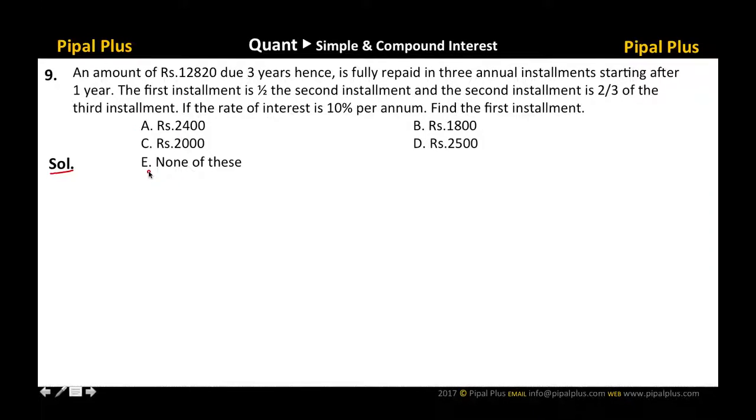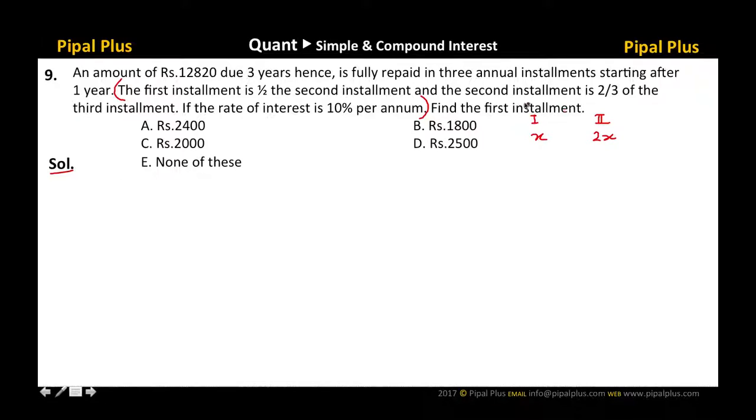So let's try to analyze this part first. Why we need to analyze this first is because we need to ascertain how these installments are related to each other. Now, let's say the first installment was rupees X and it was half of the second installment, then the second installment has to be 2x, right? Because the first installment is half of the second.